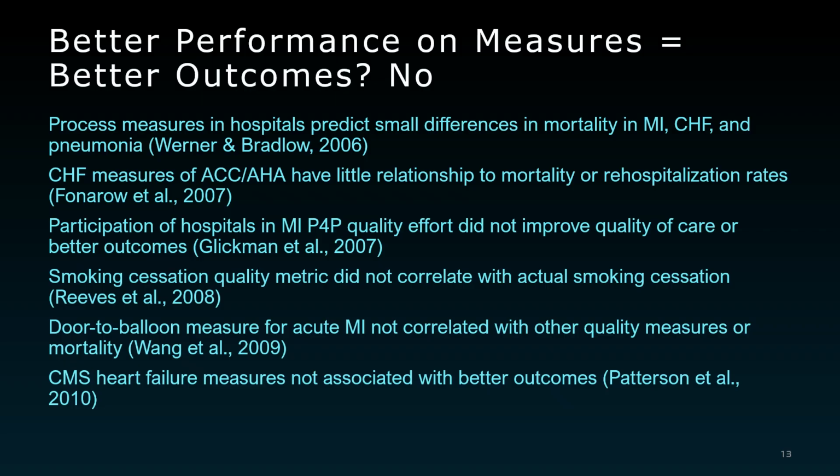And perhaps one of the most discouraging findings came from a pay for performance initiative. Hospitals that participated in this quality effort didn't actually improve on the process measures. And as you might guess, their patients didn't have better outcomes either. There are other examples too. A smoking cessation metric didn't correlate with whether patients actually quit smoking. A door to balloon time measure for heart attack patients didn't line up with other quality indicators or with mortality. And the use of CMS heart failure measures has not been associated with improved outcomes either.